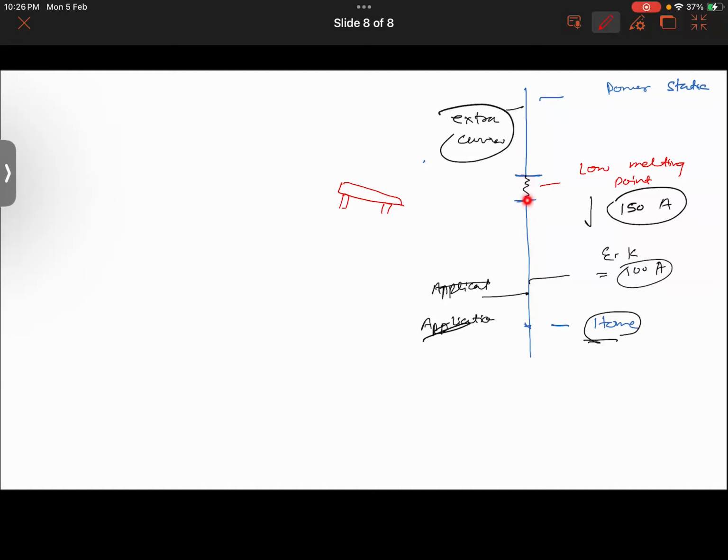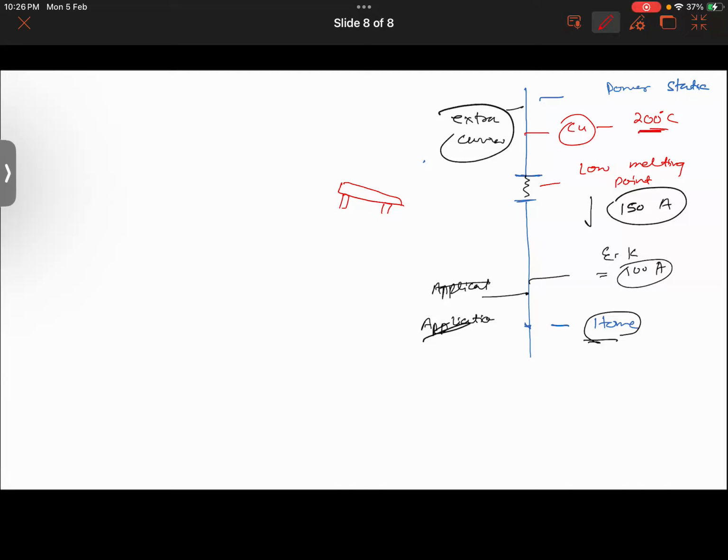So in the pathway of the flow of current, you have placed a fuse wire whose melting point is low. Suppose, for example, you have taken a copper wire. I don't exactly recall its melting point. Let's say it is 200 degrees Celsius. This is not the correct figure, but just to understand it, we are taking a figure.